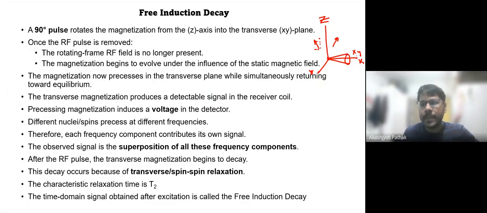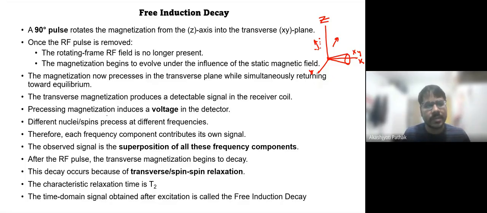So if you place a detector in this xy plane, then you can record the decay in this transverse magnetization. Once the RF pulse is removed, there will be a decay in the transverse magnetization, and there will be a growth in the longitudinal magnetization. That decay in transverse magnetization is recorded as the FID basically.